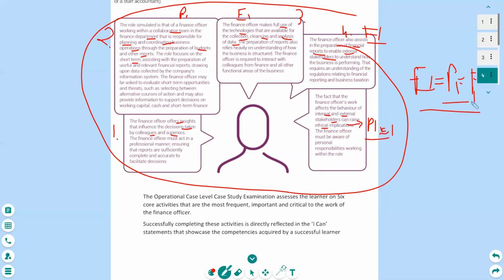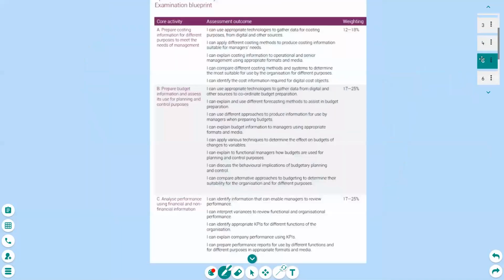So again, highlighting to you the importance of going through the core areas or the blueprints to the bare minimum of your syllabus. The operational case study exam assesses the learner on 6 core activities. So we always were speaking about the blueprints. Now in the blueprints, there are 6 key main core activities that are revolving around the job of finance officer. Successfully implementing these 6 core activities will make your job easy.